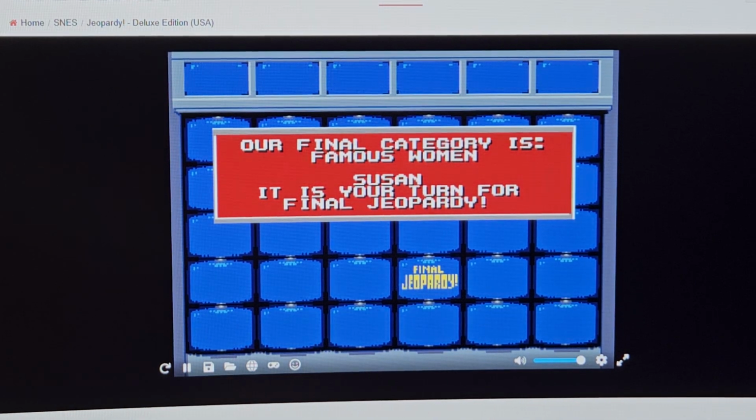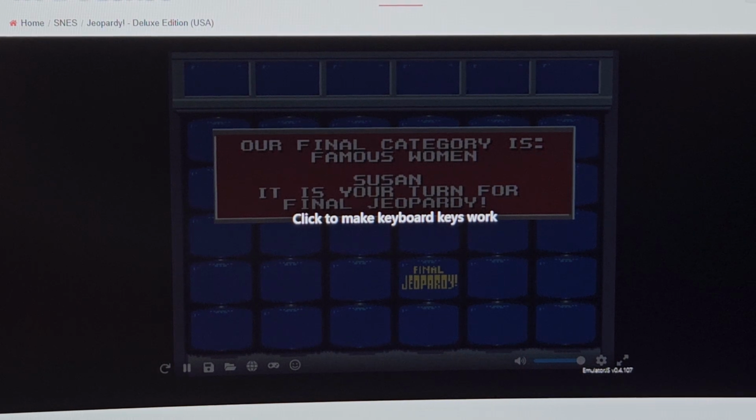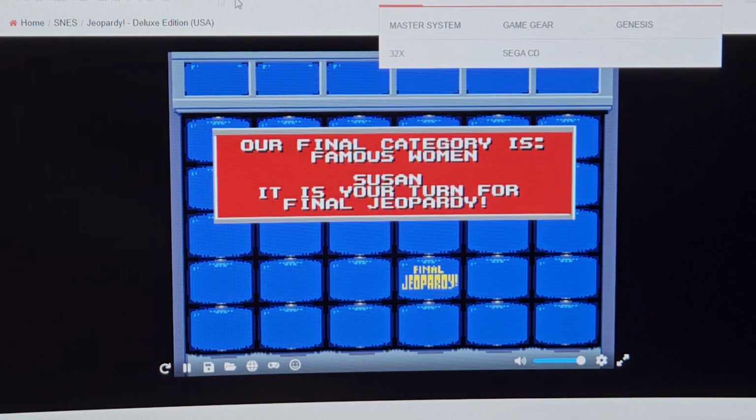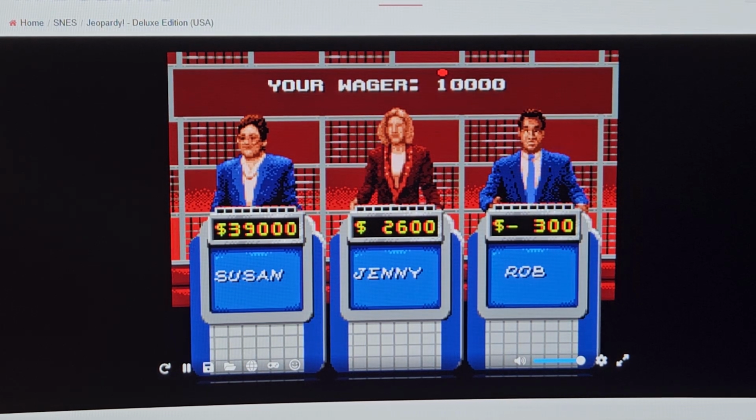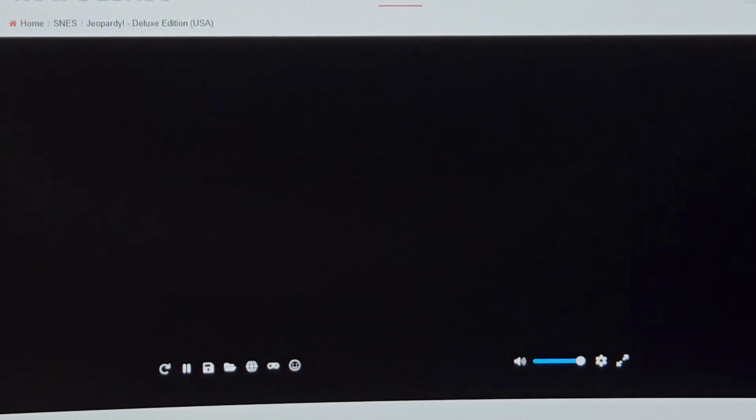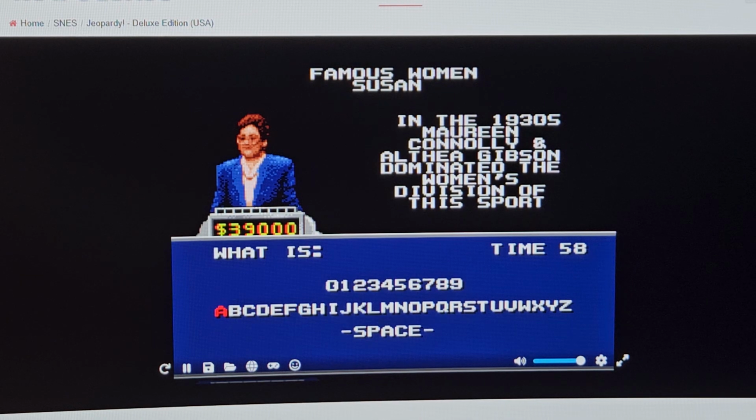Famous women is the category for Final Jeopardy. All right, I think we're going to wager $11,000. That'll put Susan at $50,000 if she gets this clue right. Here it is: in the 1930s, Maureen Connolly and Althea Gibson dominated the women's division of this sport. Oops. What is tennis?